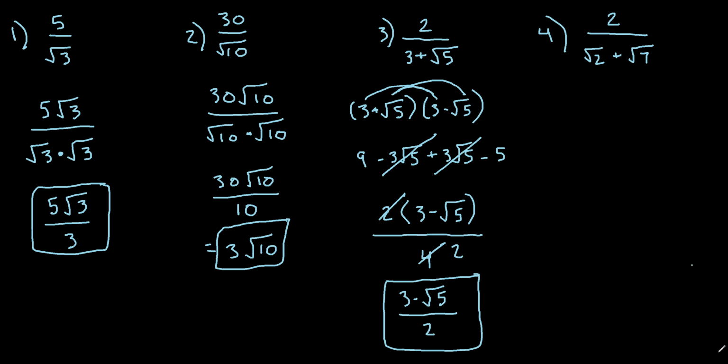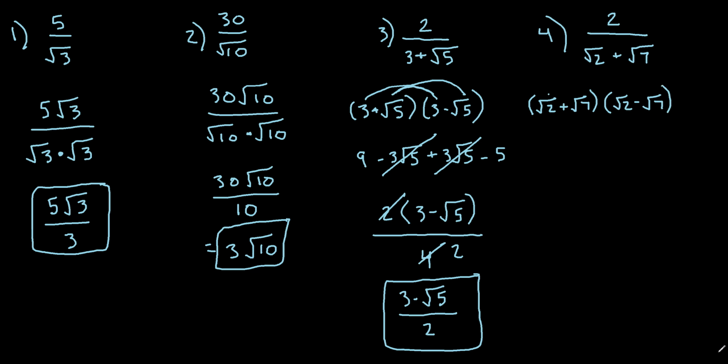So let's take a look at our last example. We have 2 over the square root of 2 plus the square root of 7. So once again, to rationalize the denominator, we can multiply this denominator by the conjugate. So that's whatever this first number is minus whatever this second number is. So we would get square root of 2 plus square root of 7. We're going to multiply that by the conjugate, which is square root of 2 minus square root of 7.